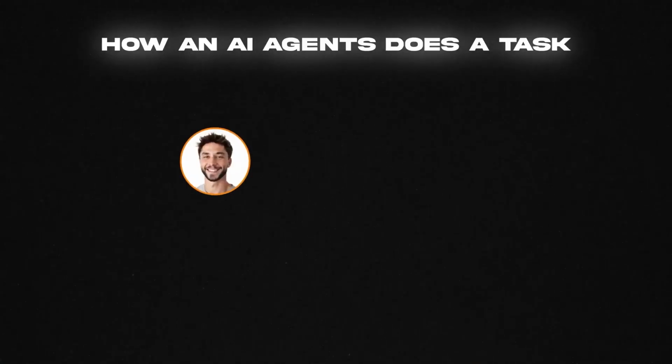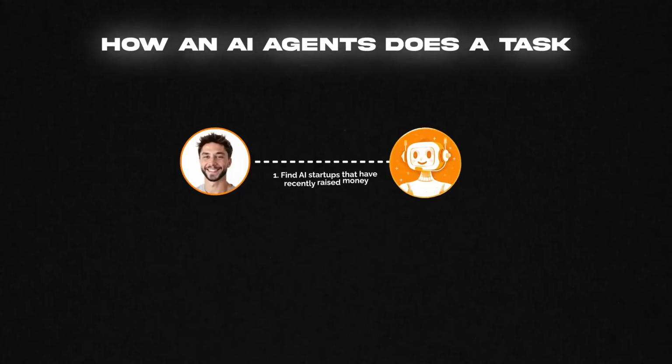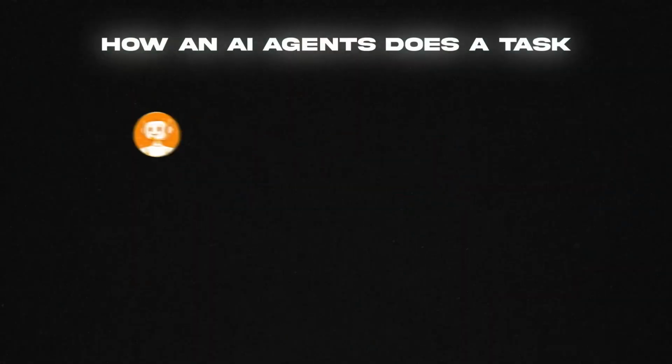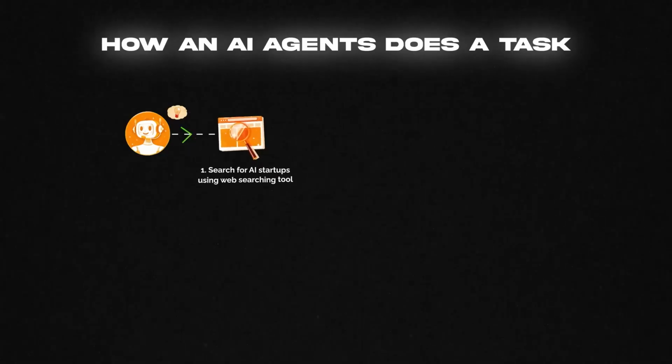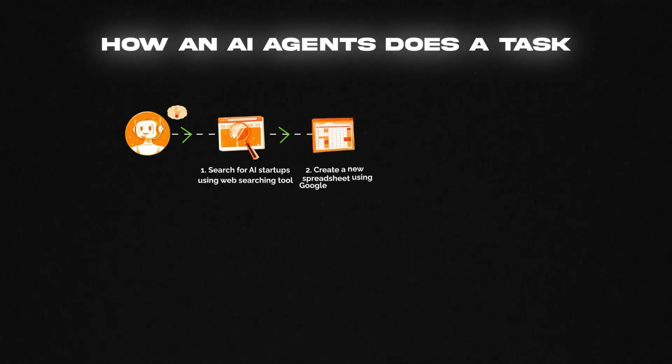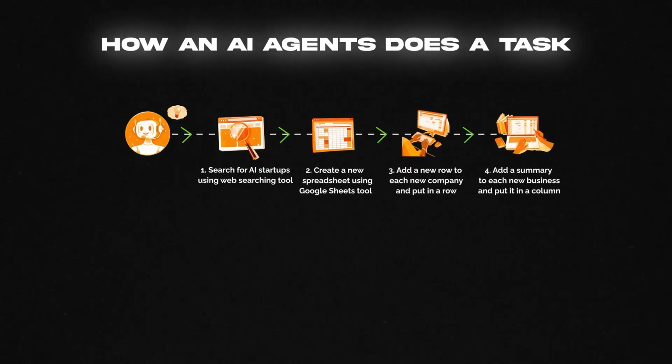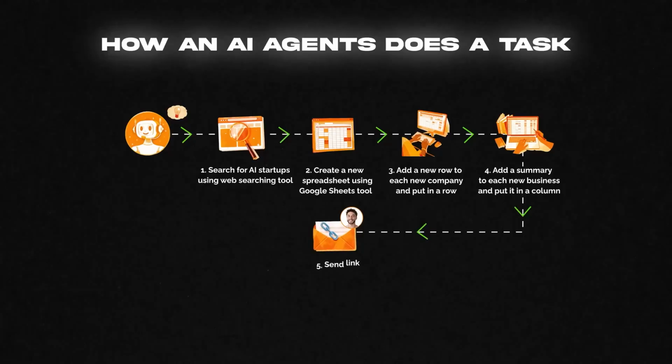So let me give you a real example from my own business, right? Say I build an agent and give it the task, find AI startups that have recently raised money and put them in a spreadsheet and add a summary of each of the businesses in the spreadsheet and then email me the link to the spreadsheet. When you give an AI agent a task like this and provide it with multiple tools to use, it can break down this problem just like a human would. For example, it might think, first, I need to search for AI startups using my web searching tool. Okay, let's do that first. Then I'll need to create a new spreadsheet with my Google Sheets tool. And then for each company that I find, I'll need to add a row to the spreadsheet. And then I'll need to write a summary of each business and put it in a new column. And then finally, I'll use my email tool in order to send the link to them.